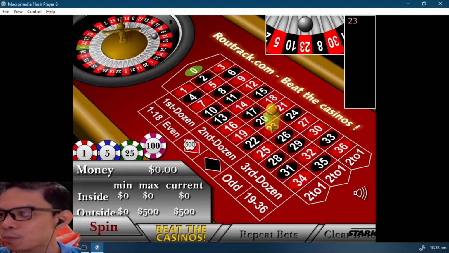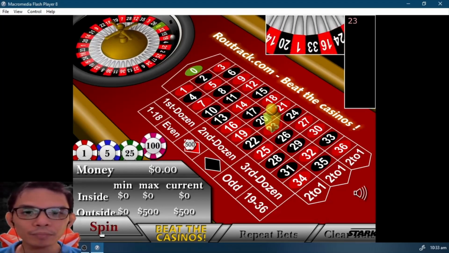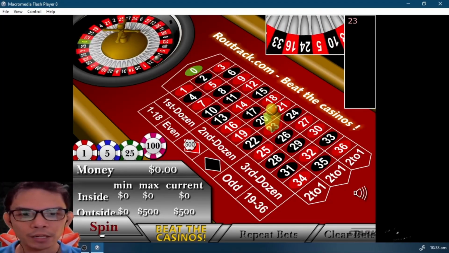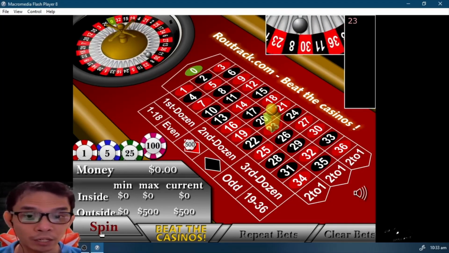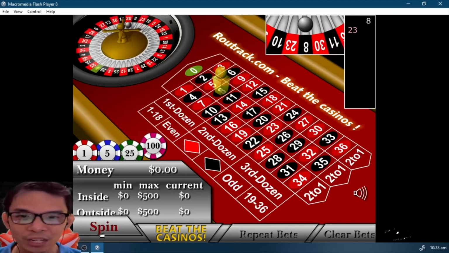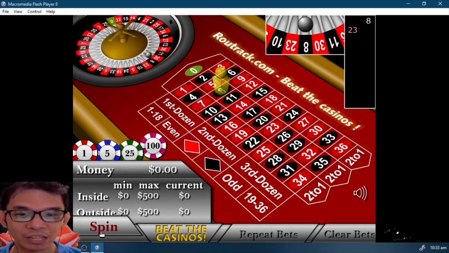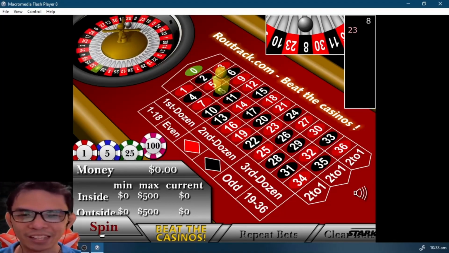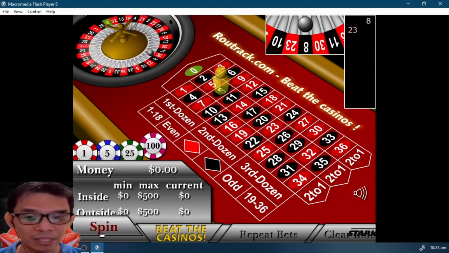Let's try to spin it one more time. What we have right here is the highest winning rate. But as you can see, it is not the winning color; the black is the winning color. So overall we didn't win anything, and that is the disadvantage.